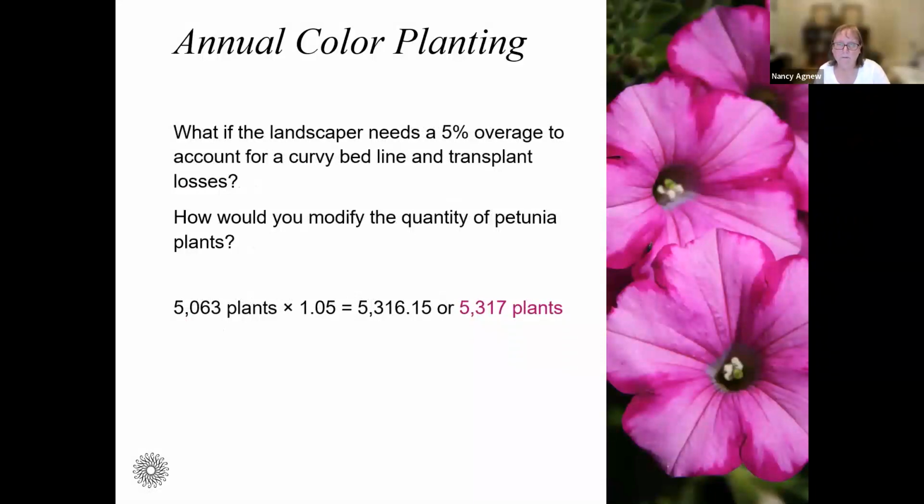So taking it a little farther to a planting situation, if a landscaper needs 5% overage to account for curvy bed lines and transplant losses, how would you modify that quantity? So we take the 5,063 plants we just calculated and we add the overage. So we add the overage of 5%, that's represented by the 0.05 here, and then we add another whole 5,063, that's represented by the 1 there. We come up with 5,316.15 plants. Again, I just round up to the next whole number.